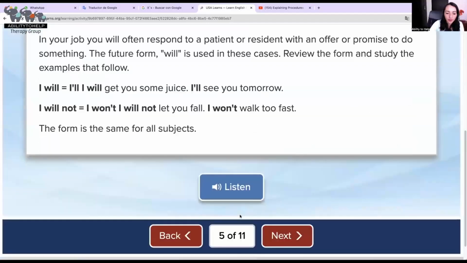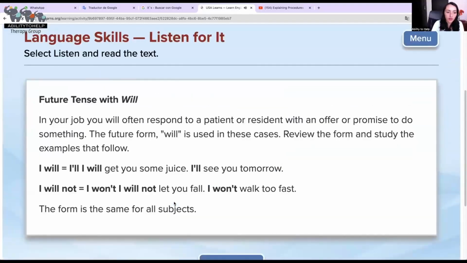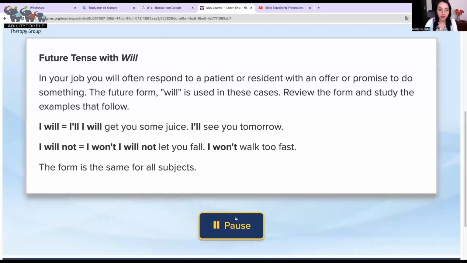So let's see. Future tense with will. In your job, you will often respond to a patient or resident with an offer or promise to do something. The future form will is used in these cases. Review the form and study the examples that follow. I will get you some juice. I'll see you tomorrow. I will not equals I won't. I will not let you fall. I won't walk too fast. The form is the same for all subjects. Will is a future time.